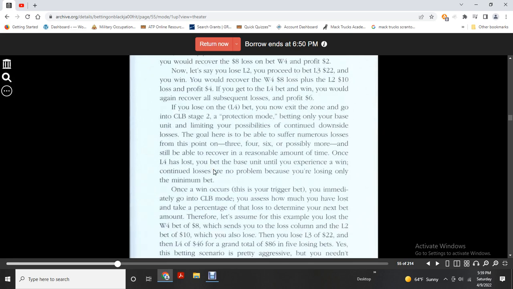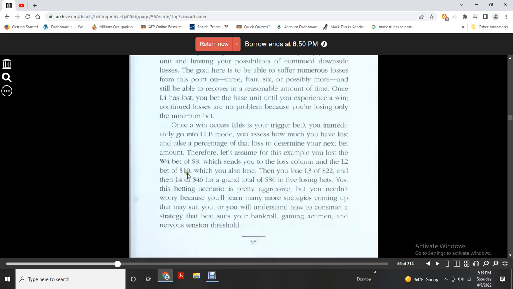If you lose on the L4 bet, you now exit the zone and go to clearance losing bet stage 2, the protection mode. You bet on your own base unit, limiting your downside losses. The goal here is to be able to suffer numerous losses from this point on, 1, 3, 4, 6, possibly more, and still be able to recover a reasonable amount of money. When L4 has been lost, you bet the base unit until you experience a win. Continued losses are no problem because you're losing only the minimum bet.